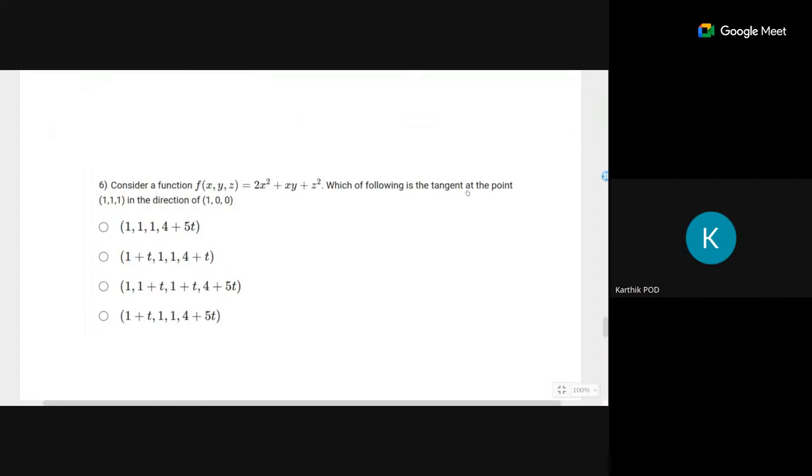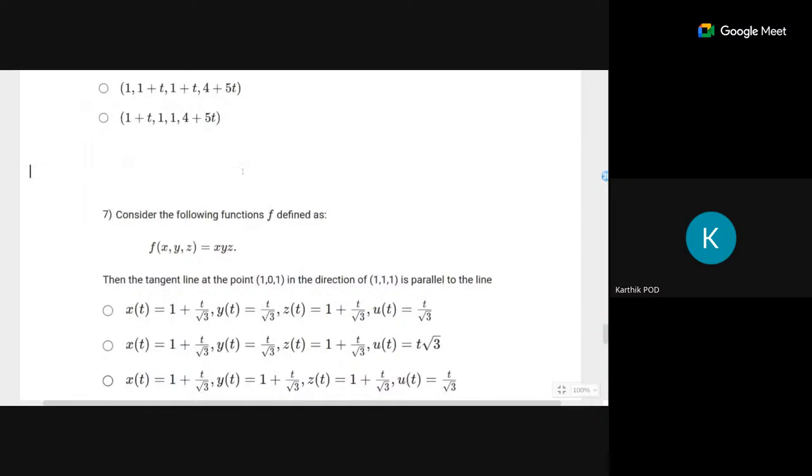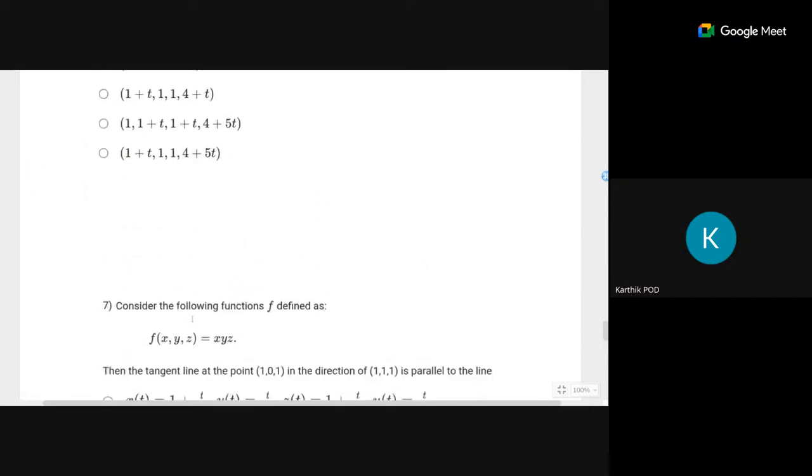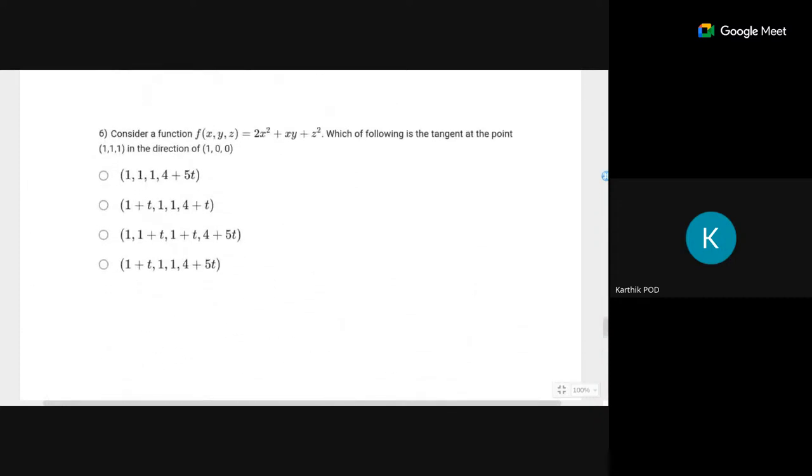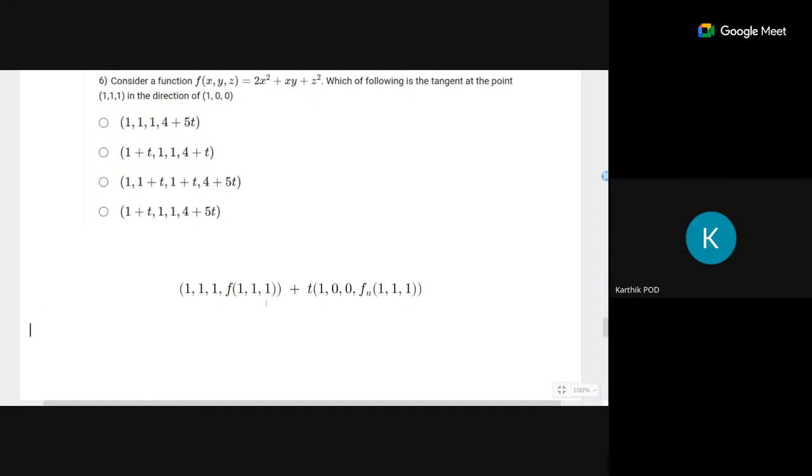Okay, this is something similar. So consider a function, which of the following is a tangent? Since this has three variables, let's take one example with three variables. So again, you go by first principles, that will always be the good thing. Which of the following is the tangent at the point 1, 1, 1? So we are looking at the point 1, 1, 1 and f of 1, 1, 1. The tangent will pass through this point. You move by t in this direction, 1 in this direction and 0 in the y direction and 0 in the z direction. That results in the function's value increasing by fu at the point 1, 1, 1, right? So we are at the point 1, 1, 1, and this is the rate at which the function is increasing. So now you have to figure out what fu of 1, 1, 1 is.